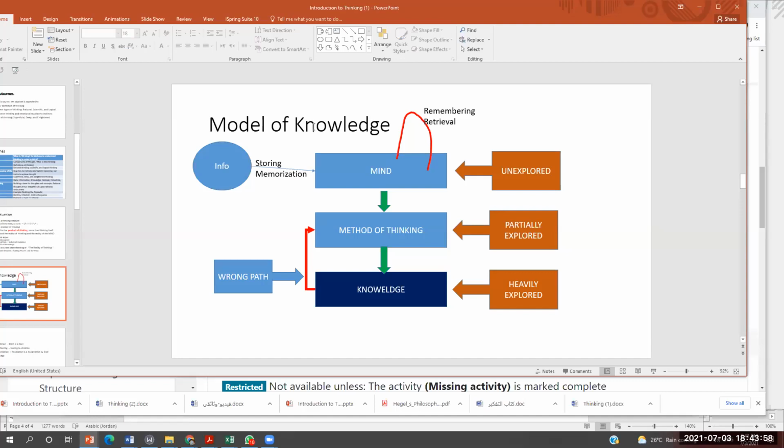So this is the model of knowledge creation. I call it knowledge for short. So there is a mind, there is a method of thinking, there is a knowledge. If we want this cycle or this whole flow to be absolutely absorbed and understood, and we know it, we do this process, and we can repeat it every time we need to do that.